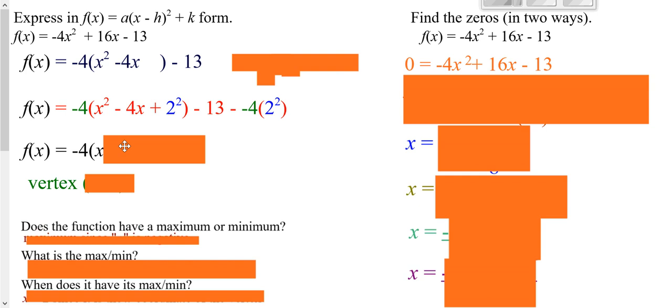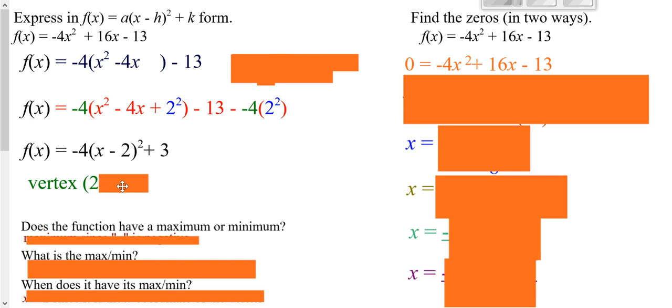You take the first sign and you ask yourself what's being squared here, which is a 2, all squared. And then you work out the outside here. This is a 4 times a 4. You'd be subtracting a negative, so it's adding, so we get plus 3. Your vertex is the opposite of what's after the x, and the same as what's on the outside.